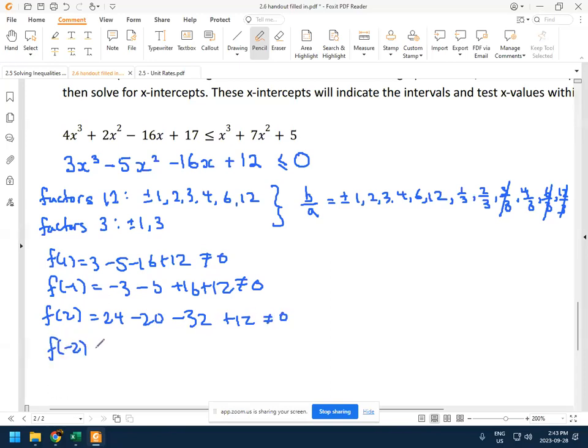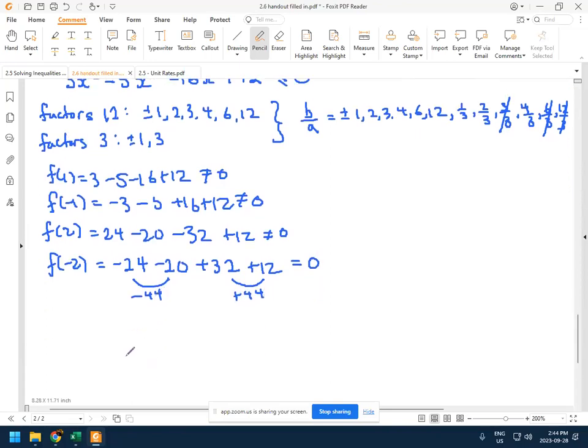F of negative 2: negative 24, plus 20, plus 32, plus 12. Oh, that works. Minus 44, plus 44. Okay, that's negative 44, that's a plus 44. That means x plus 2 is a factor.